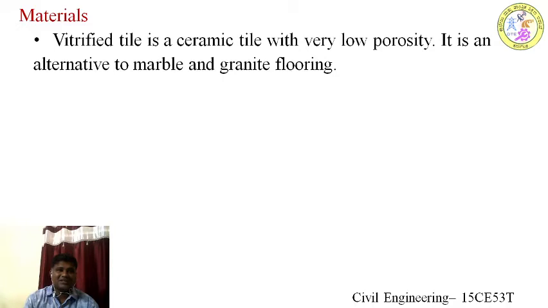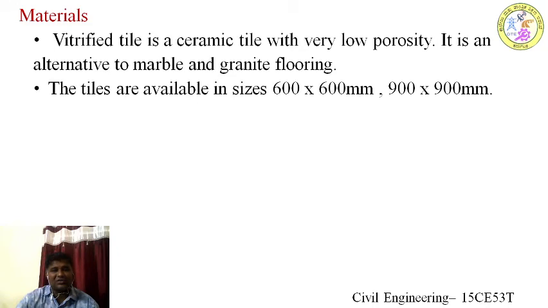The ceramics and chips and clay particles are fused and heated under high pressure to provide a ceramic tile, and above this I am going to apply some glazed layer to get a vitrified tile. One good advantage is very low porosity, it doesn't absorb any kind of water and does not allow water to pass through it. These tiles are preferred as an alternative to marble and granite flooring, and cost is also much lesser compared to these two floorings. These tiles are available in two different sizes, 600 by 600 mm and 900 by 900 mm.